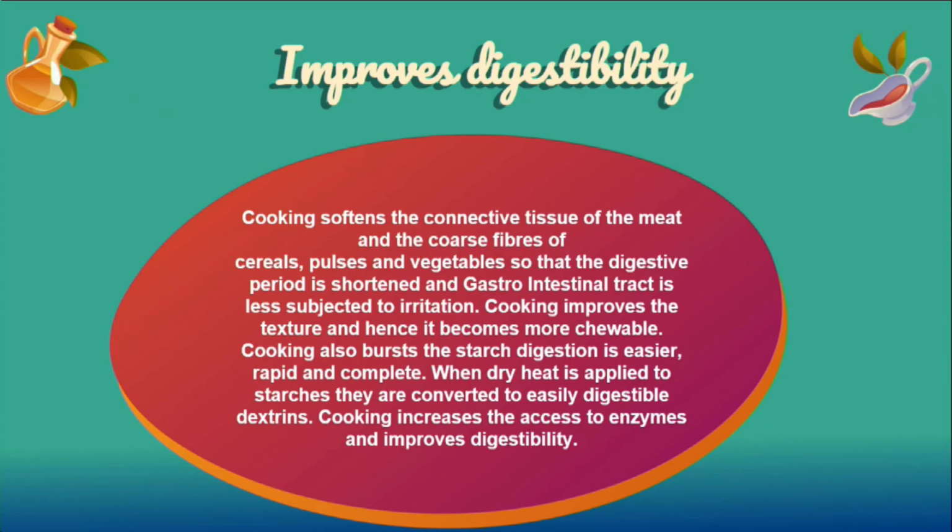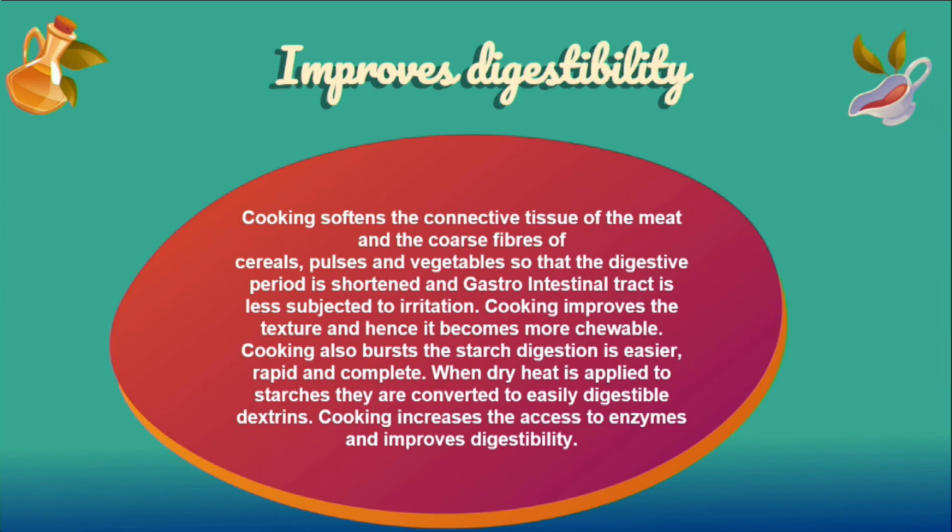So cooking softens the connective tissues of the meat and the coarse fibers of cereals, pulses and vegetables, so that the digestive period is shortened and the gastrointestinal tract is less subjected to irritation. While taking most vegetables raw, it gives more irritation to the gastrointestinal tract, and leads to some diarrheal diseases and infections. So when we apply heat to raw vegetables, it improves their digestibility.